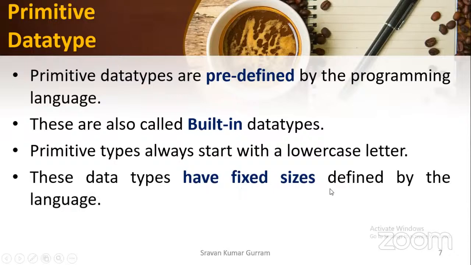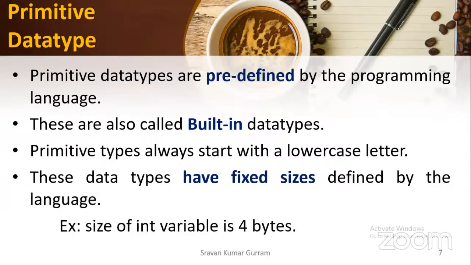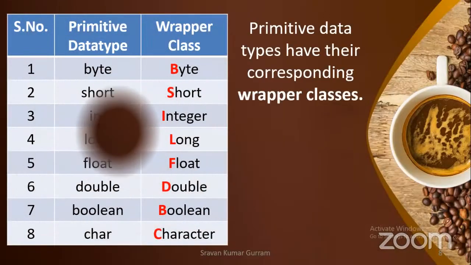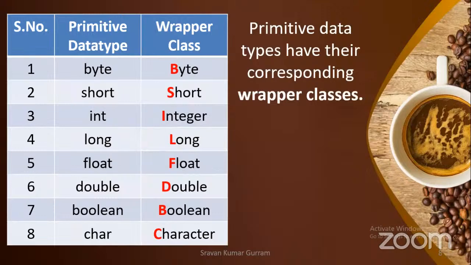Every data type has a fixed size. Already we have seen the sizes also. For example, if you take char, that takes 2 bytes of memory, int takes 4 bytes of memory, double takes 8 bytes of memory, and so on. Size is fixed. This is one more important point regarding primitive data types.